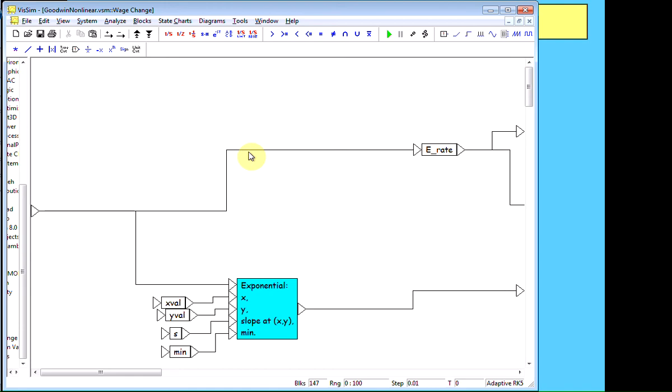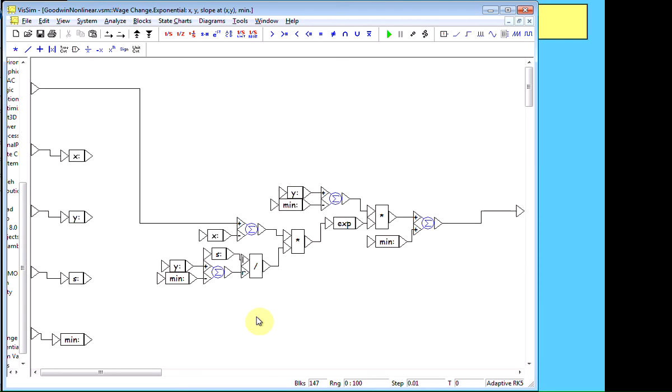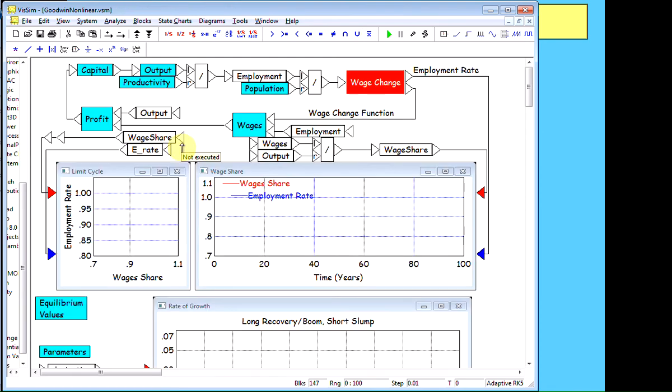Okay, look inside wage change. I then have an exponential relationship now between the level of employment and the rate of change of wages. That's a further box down here. Again, if I had time, I'd be explaining what that function does, but it basically gives you an exponential reaction rather than a linear reaction of workers to the wage level.